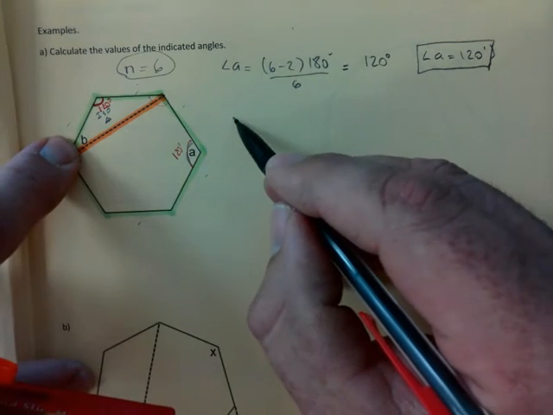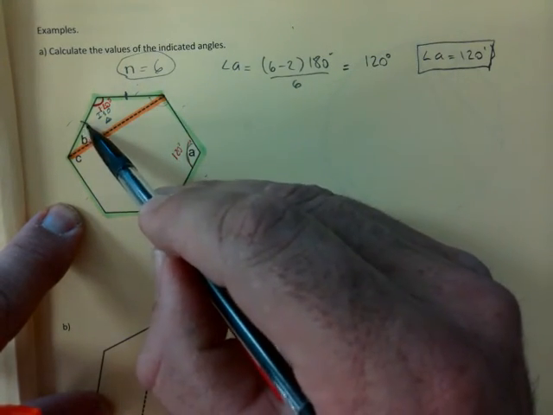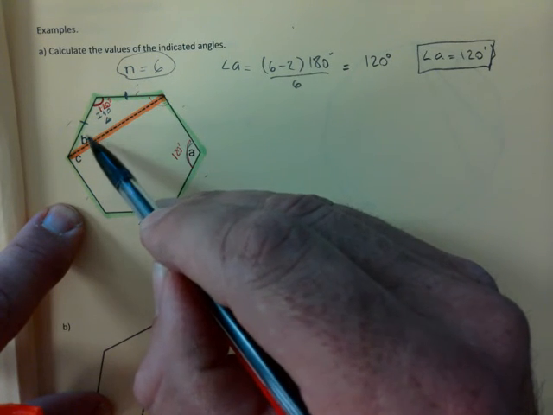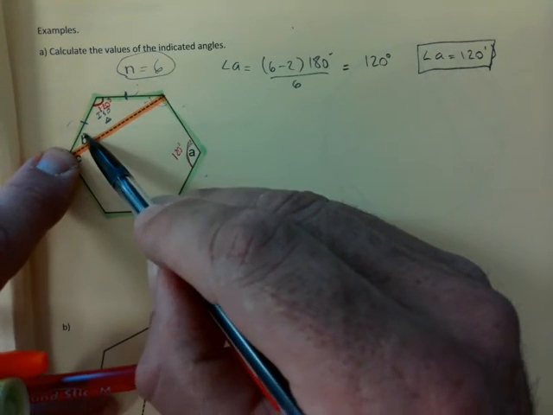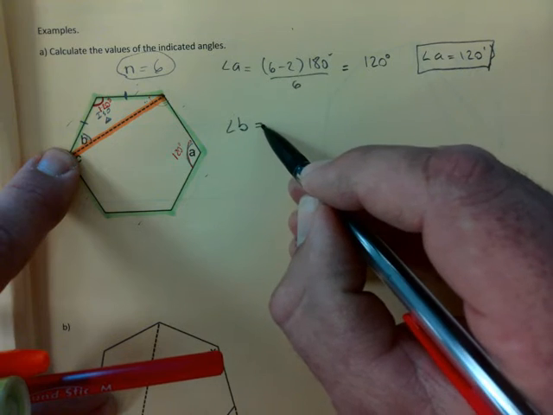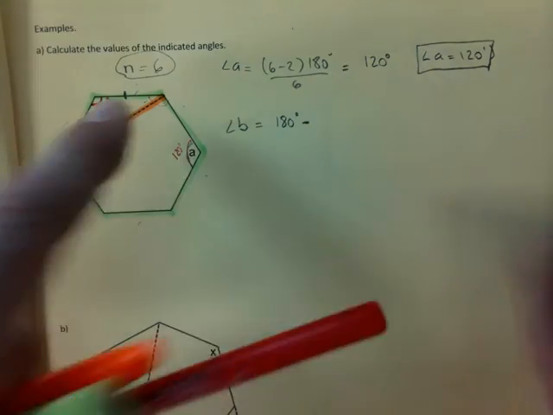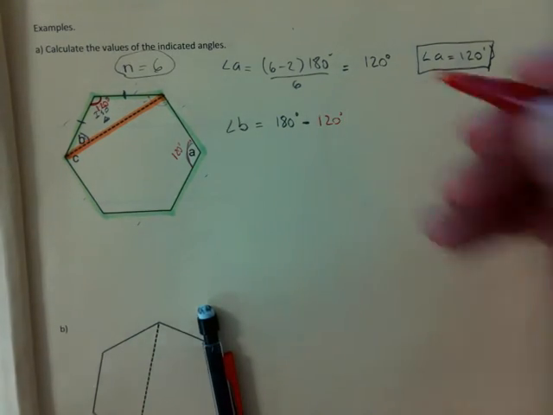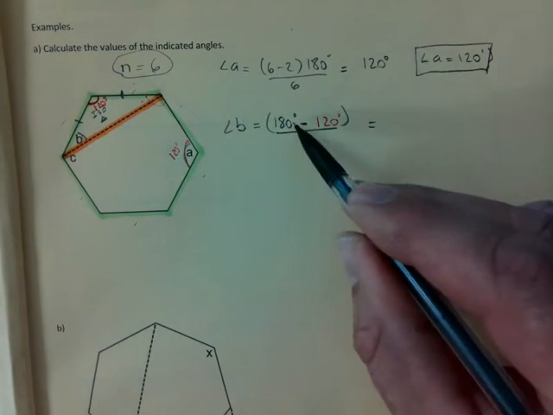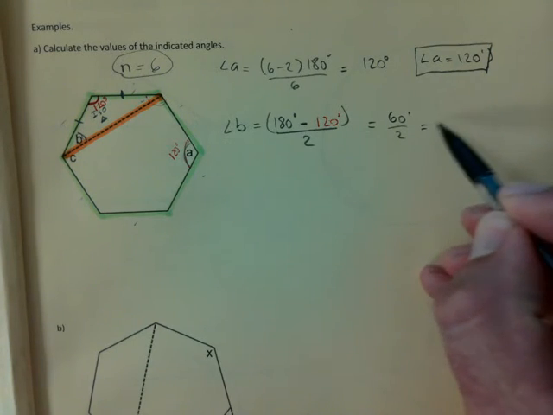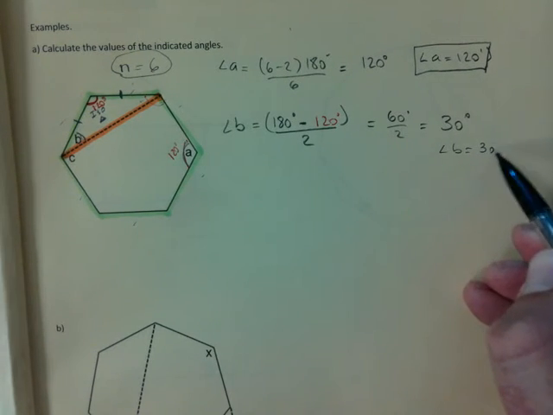So how would we figure out angle B? And remember, this isn't a regular polygon, so these two sides are the same, which means that this angle will be the same as that one, correct? But I'm just going to focus in on this one here. So angle B is going to be 180 minus the 120 that I found, divided by 2. Right? And so that ends up being 60 divided by 2, which is 30 degrees. So angle B is 30 degrees.